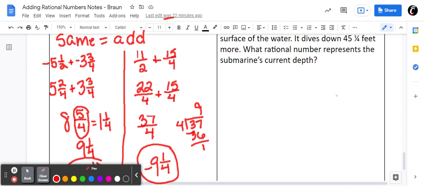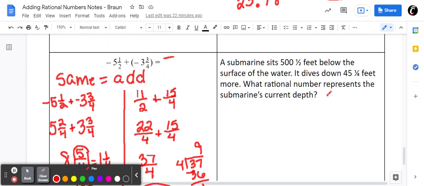Okay, let's take a look over here at our last example. It says a submarine sits 501/2 feet below the surface of the water. It dives down 45 1/4 feet more. What rational number represents the submarine's current depth?